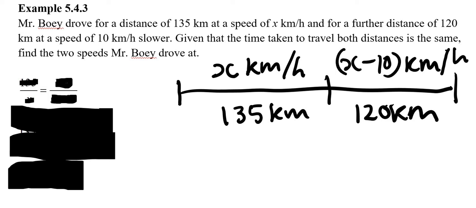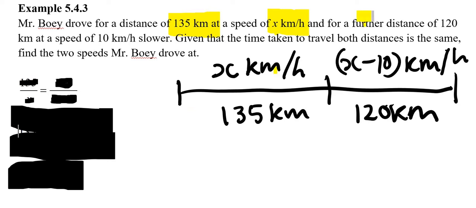Example 5.4.3. Mr. Boy drove for a distance of 135 kilometers. Let me highlight this. 135 kilometers at a speed of x kilometers per hour. So over here, you can draw a line and fill in 135 kilometers at x kilometers per hour.